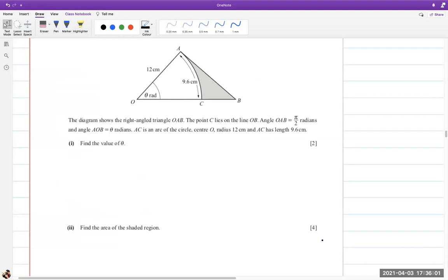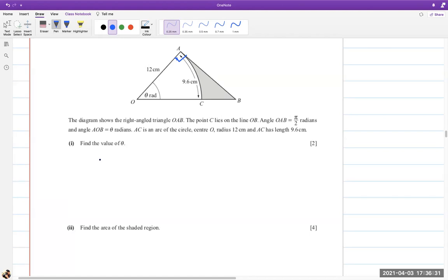Circular measure. Arc length is given, radius is given. Some other things are also mentioned, I think. Angle is also given. This angle OAB, this whole angle, is pi by 2, which simply means that this is a radius and that's a tangent. Okay, so this is pi by 2. It's 90 degrees, so I'll just write it like that. All right. Find the value of theta.